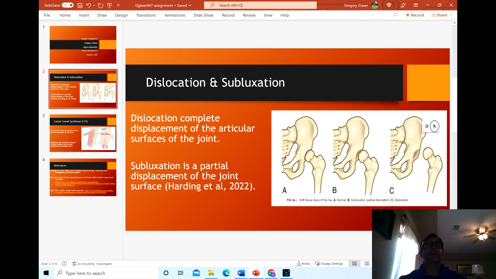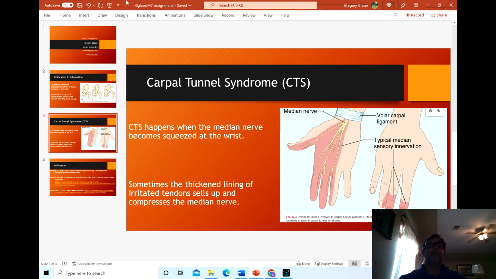And the next injury that I would like to talk about is carpal tunnel syndrome. Carpal tunnel syndrome is caused by a compression of the median nerve, which enters the hand at the wrist through the narrow carpal tunnel. The carpal tunnel is formed by ligaments and bones. It is the most common compression neuropathy in the upper extremity. It is associated with hobbies or work that require continuous wrist movement.